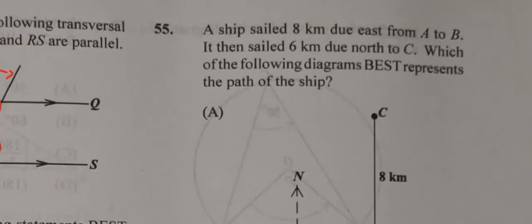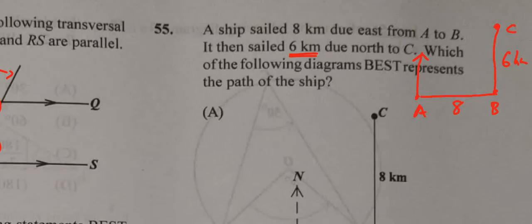Now, for 55, let's look at the item actually. A ship sailed 8 kilometers due east from A to B. So due east meaning we're going from A here and going east, we're going to go in this direction. This must be B over here. All right, then it sails 6 kilometers due north. So from B to north, where C is, it's going to go upwards. So maybe somewhere up here. So that's going to be C, which is going to be 6 kilometers. So we're looking for this one that looks like that.